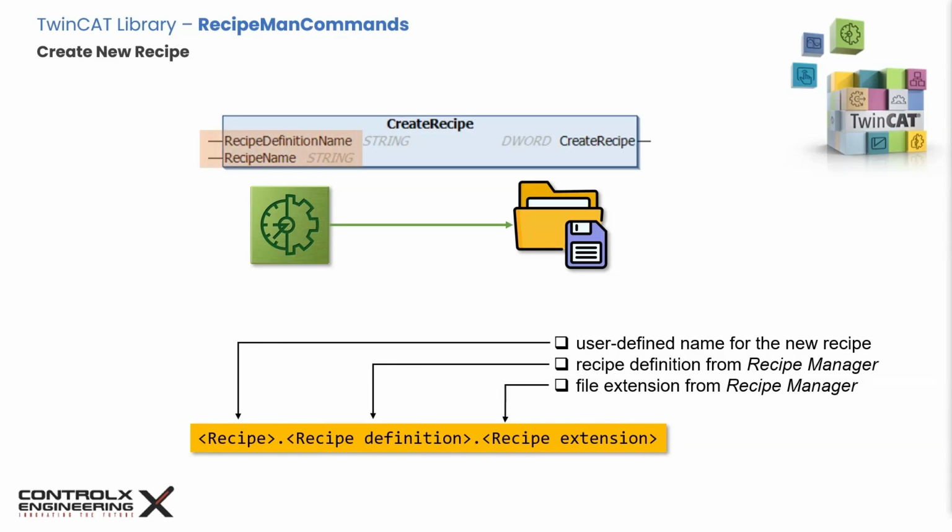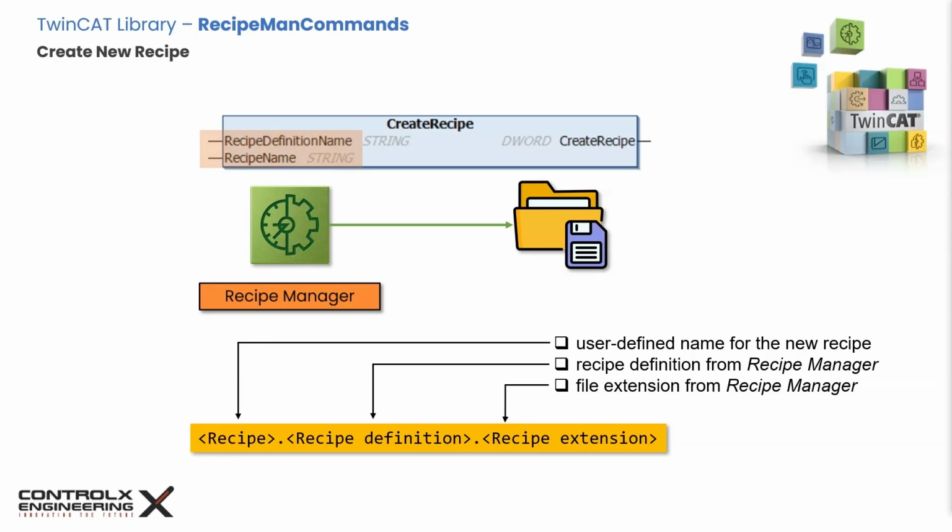This method has two inputs. Recipe definition name is the name of the recipe defined in the Recipe Manager by the PLC programmer and is the middle part of the file name. We will cover Recipe Manager after we review the various methods. Recipe name is the name that the operator will give for that recipe to be created.